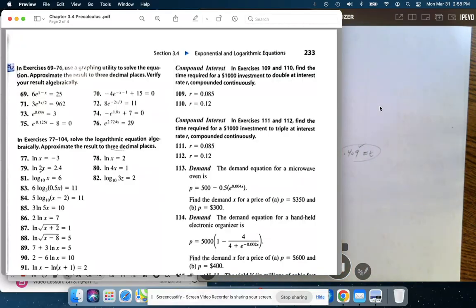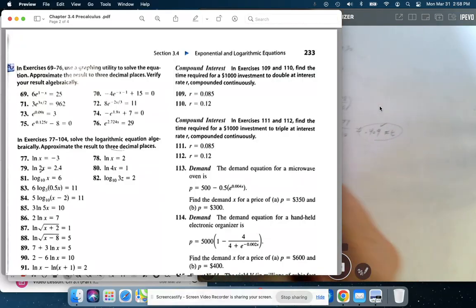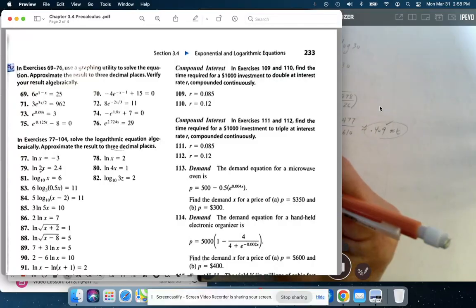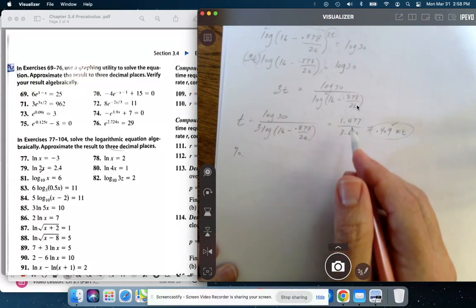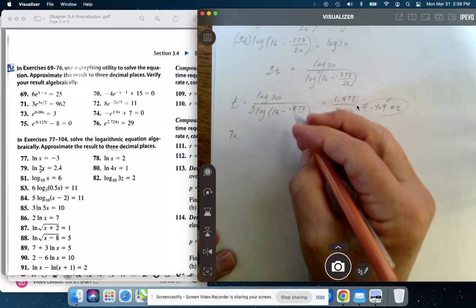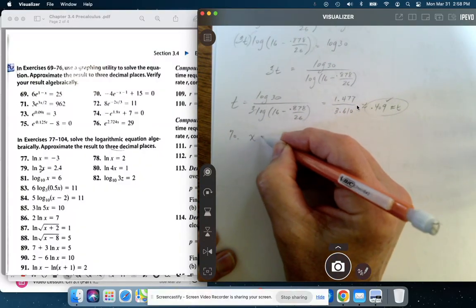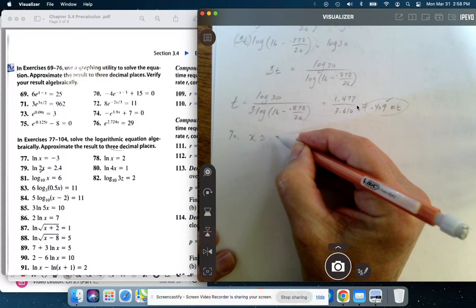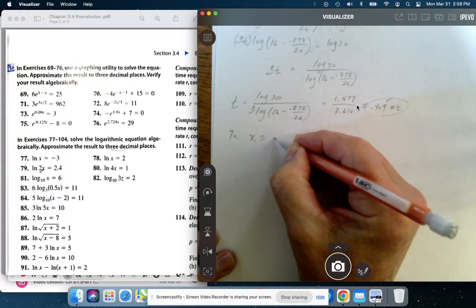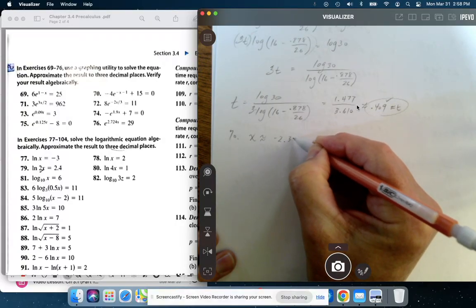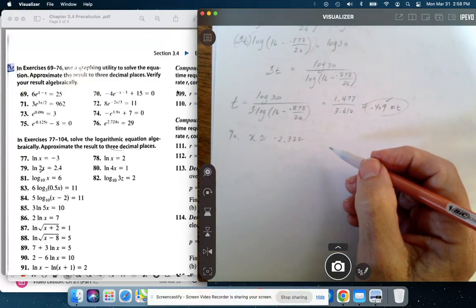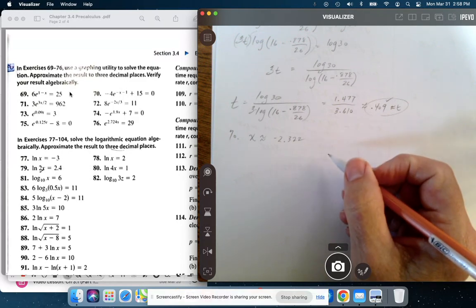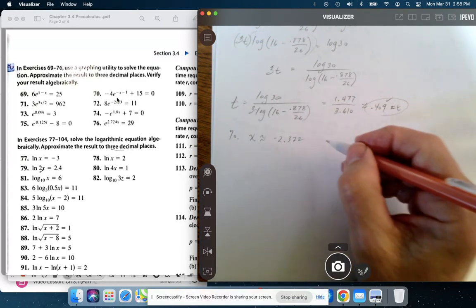-2.322 is my approximate answer. So x is approximately -2.322 according to the graph. And this is verify algebraically. So let me do that.